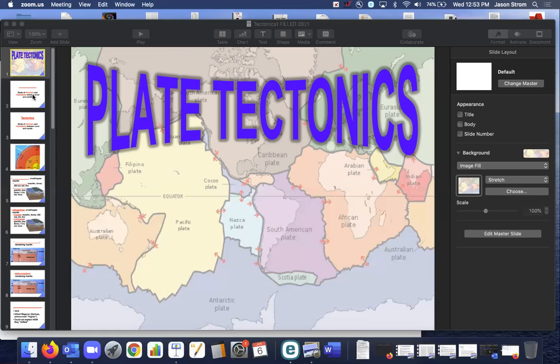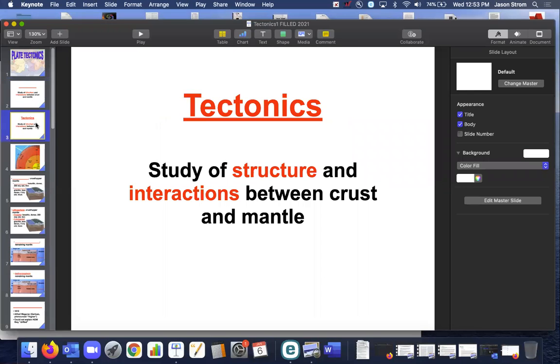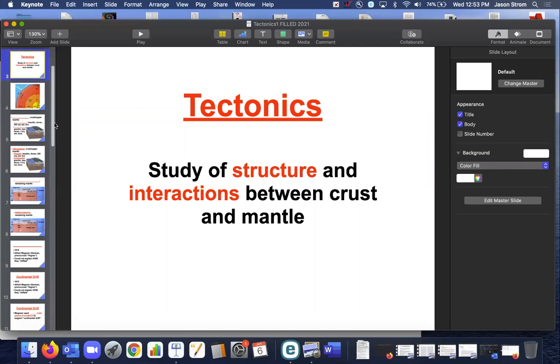Moving on. All right, so this first one is just a definition of tectonics. Typically plate is put in front of it when we use it, but tectonics in general is studying the crust and the mantle, how they interact with each other, how one impacts the other, how the crust moves, how the mantle makes the crust move, all those things.